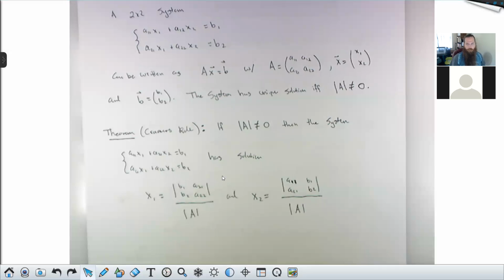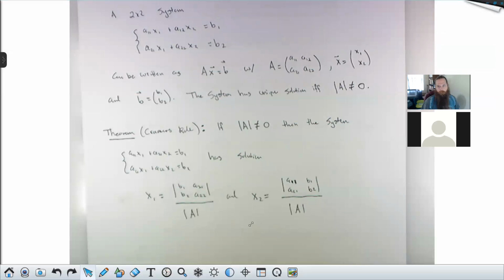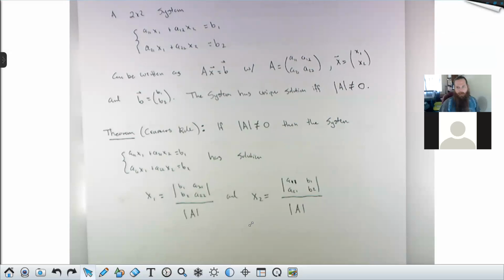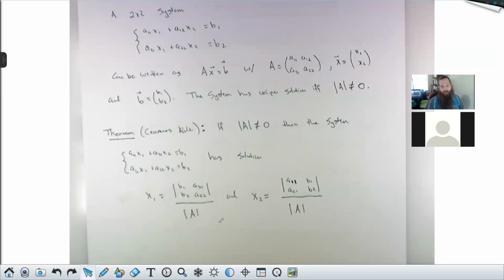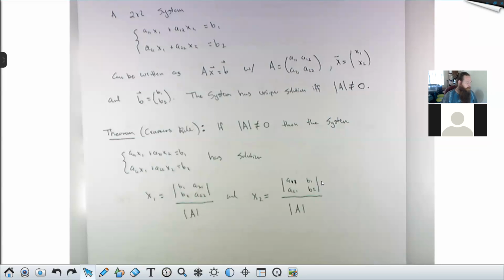Has anybody seen Cramer's rule before? Just curious, give me a thumbs up react if you've seen Cramer's rule in pre-calc or somewhere else. Nobody, huh? Oh, interesting. Okay. Officially, by the way, and I know it doesn't always happen in my class, Cramer's rule is a part of pre-calculus here at Santa Fe. All right.